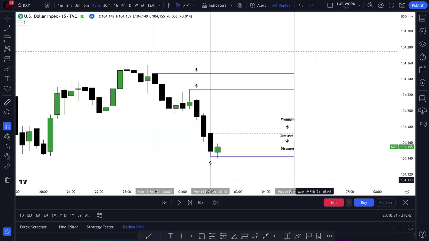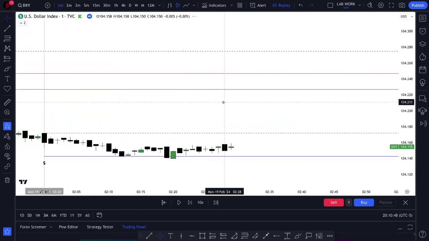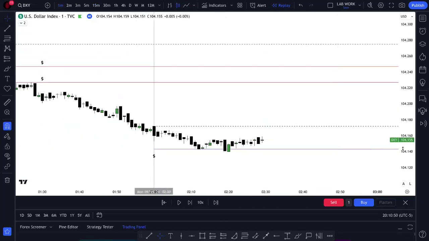There are going to be situations where you will have to put on the seller's hat, but more times than not, the buyer opportunity is what you're looking for, because you're in a discount and because you took out and mitigated sell side liquidity. I would drop down to the 1 minute now, because I want to see what's going on here at this point.